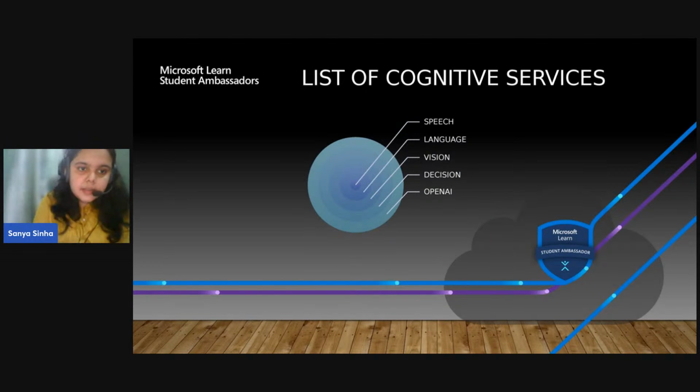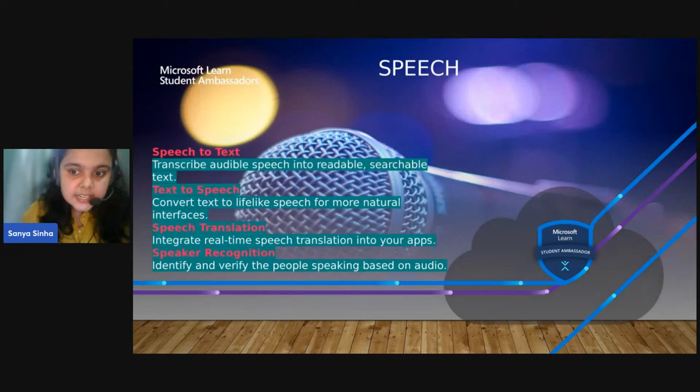Now, let's talk about the list of cognitive services provided by Microsoft Azure. So, first of all, we're going to be talking about speech, then language, then vision, then decision making, and finally, OpenAI. So let's talk about each of these services in detail.